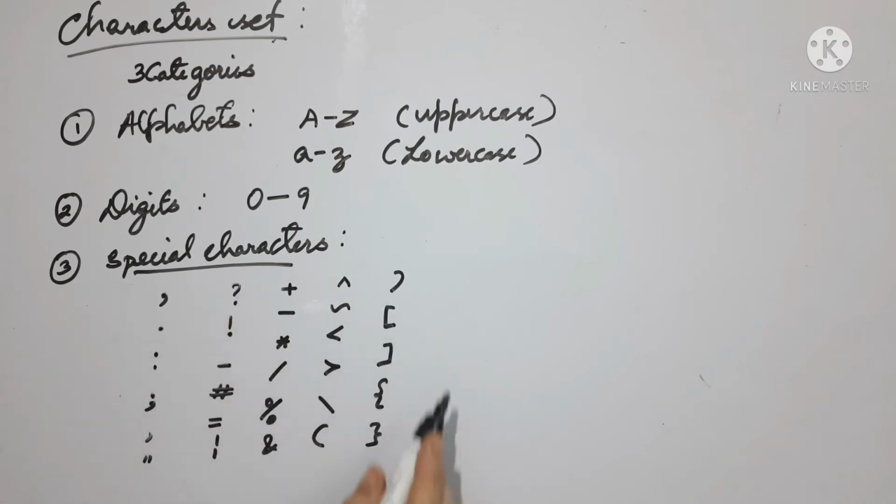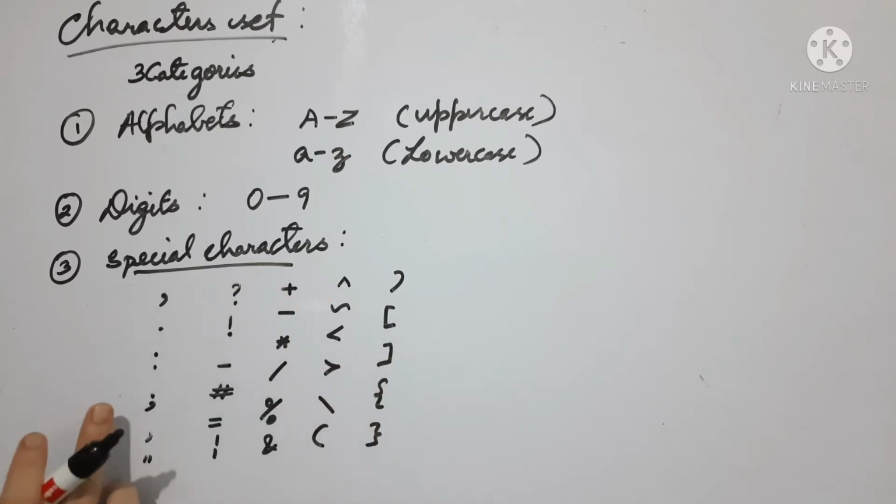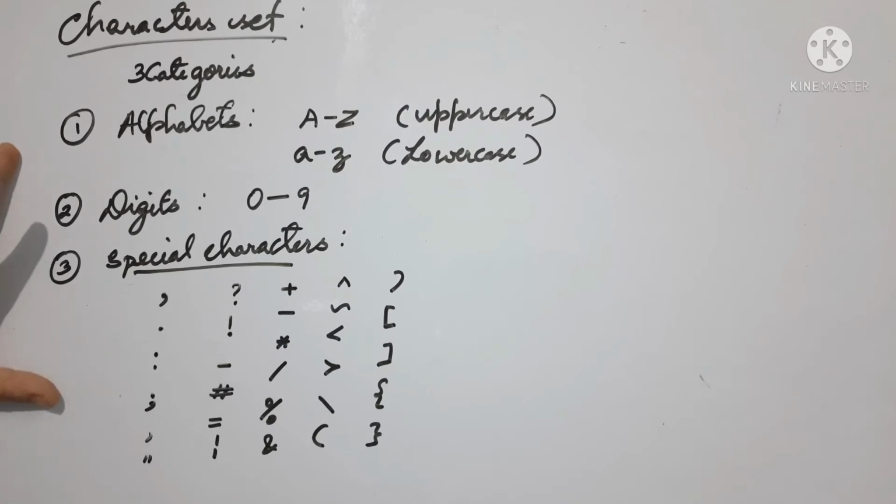So these are the special characters which are allowed. If you look at your keyboard, you will find all these symbols. I expect you to please go through the keyboard once and find all these symbols available. Now after knowing the character set, let us move on with learning about the C tokens.